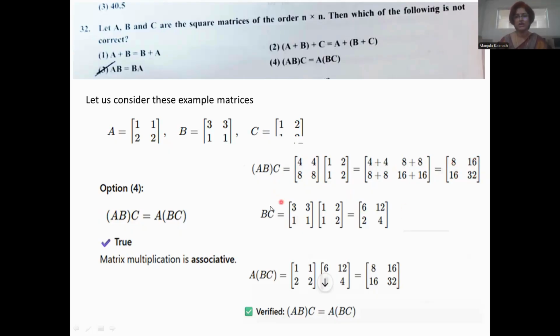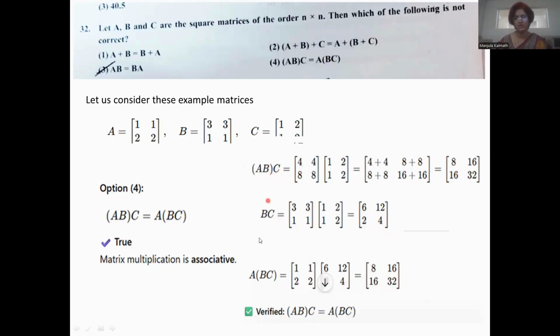Then next here we have AB into C. That output will come here. Next we have A into BC. First we have to calculate BC. That is the second matrix into the third matrix, that is 6, 12, 2, 4. And then we have to multiply A with the output of this BC. So the final output will be 8, 16, 16, 32. Here also we have 8, 16, 16, 32.